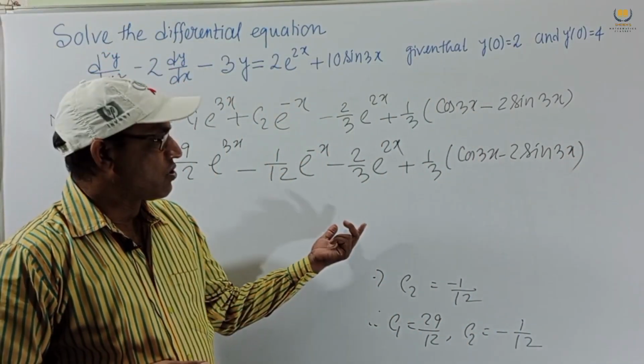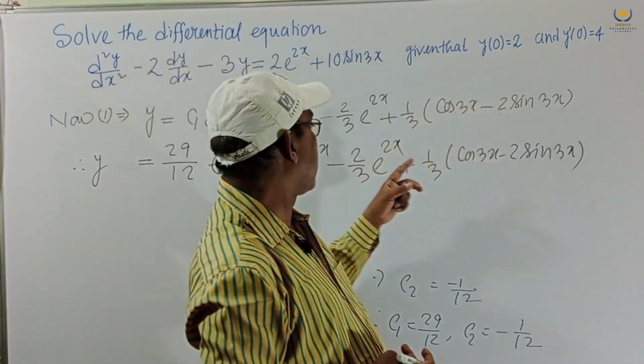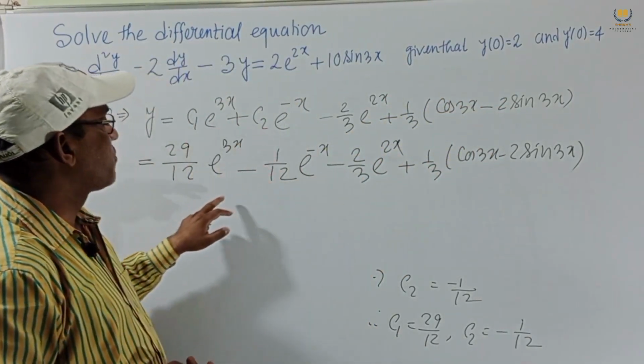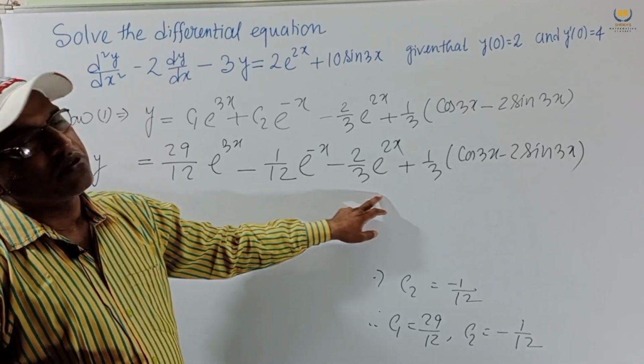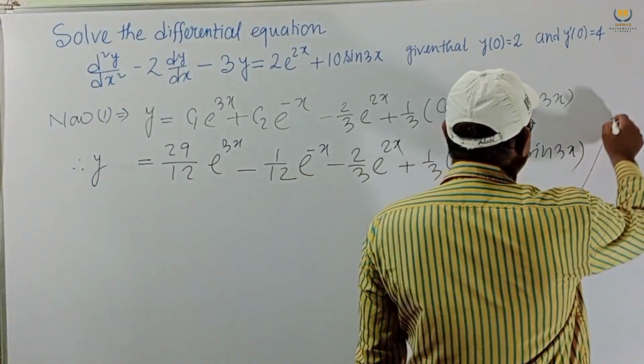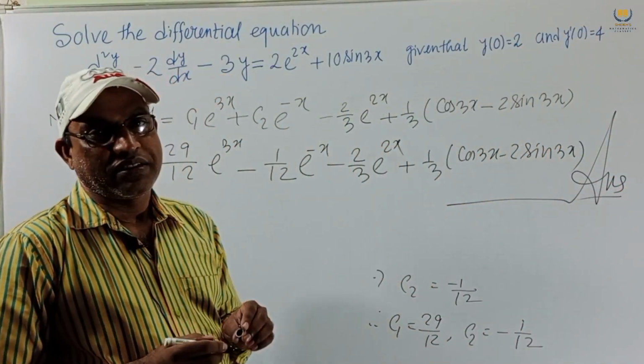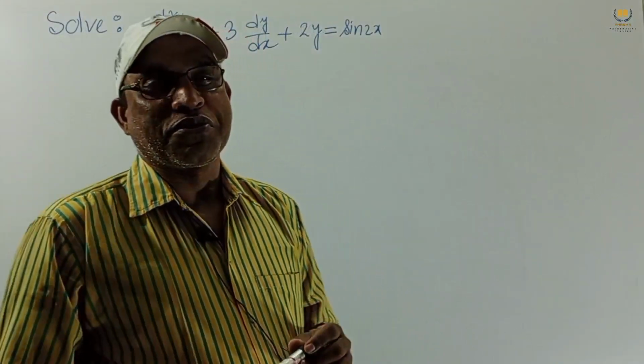The solution is lengthy but not difficult. This is the particular solution. We just replace C1 and C2, and we get this solution. This is called the particular solution of the given equation, and this is our final answer. Very easy but lengthy. We consider another important problem.